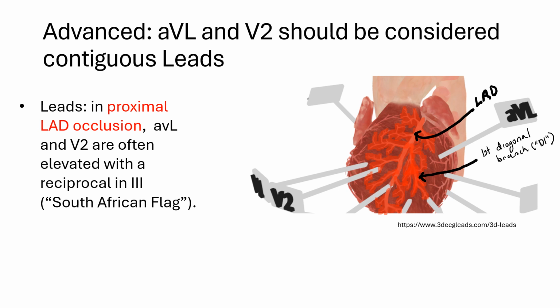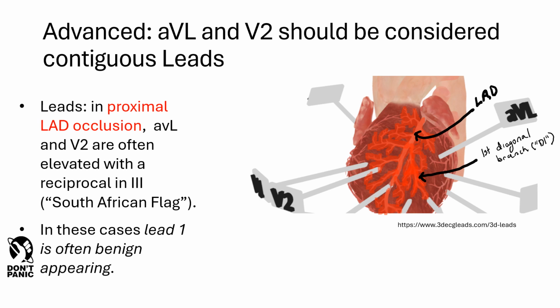In occlusion of the proximal LAD, or of the first diagonal branch of the LAD, AVL and V2 are often elevated with a reciprocal in lead 3, the so-called South African flag sign. Now don't panic, but in these cases, lead 1 is often benign appearing. For this reason, AVL and V2 should be considered contiguous leads. The supply in this situation is the LAD or the first diagonal.